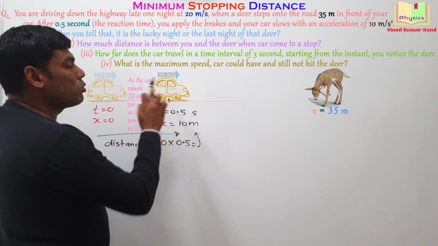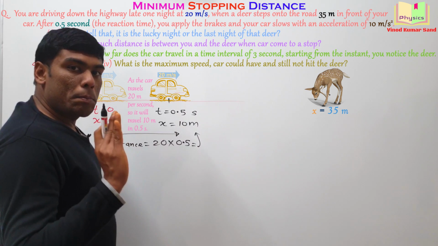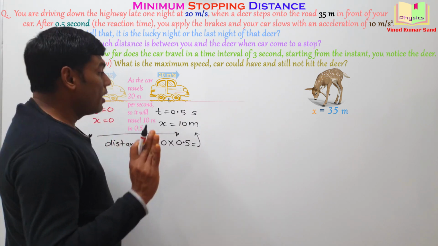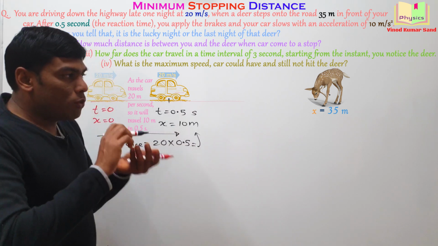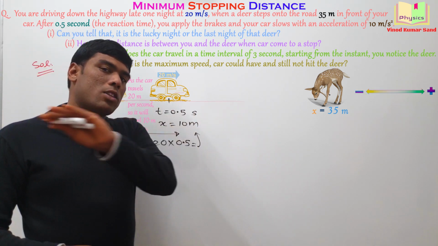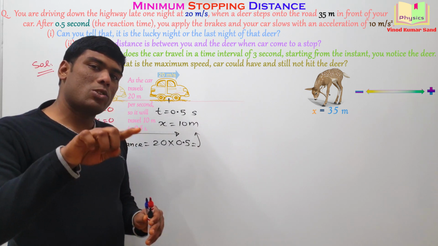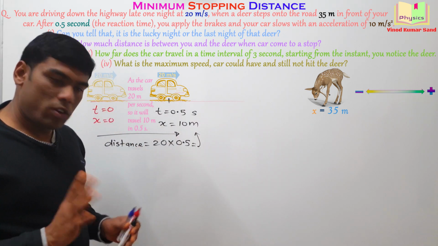Now at t is equal to 0.5 second, the brakes are being applied. The car will retard and its acceleration is given as constant. We are choosing this direction to be positive and this to be negative. Since acceleration is constant, we can use the equations of motion.